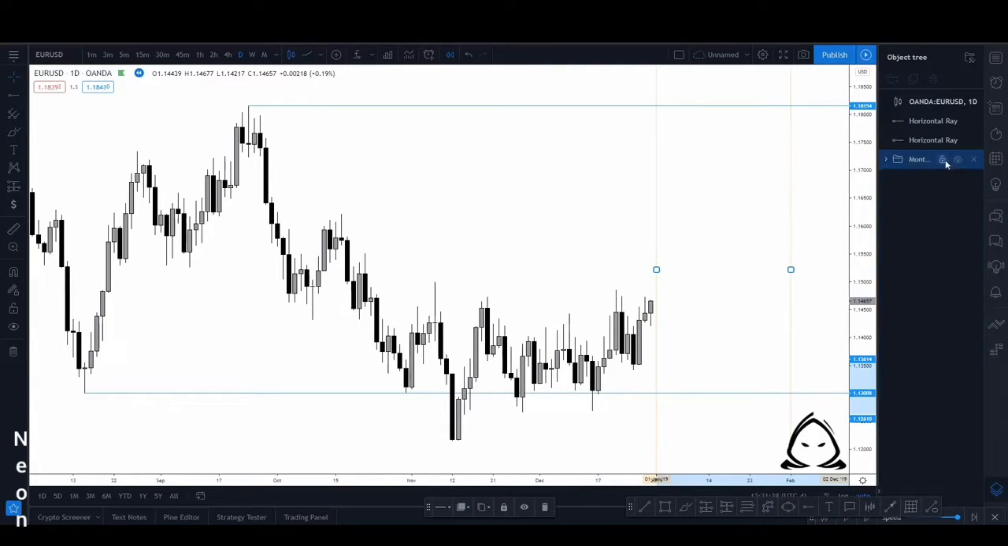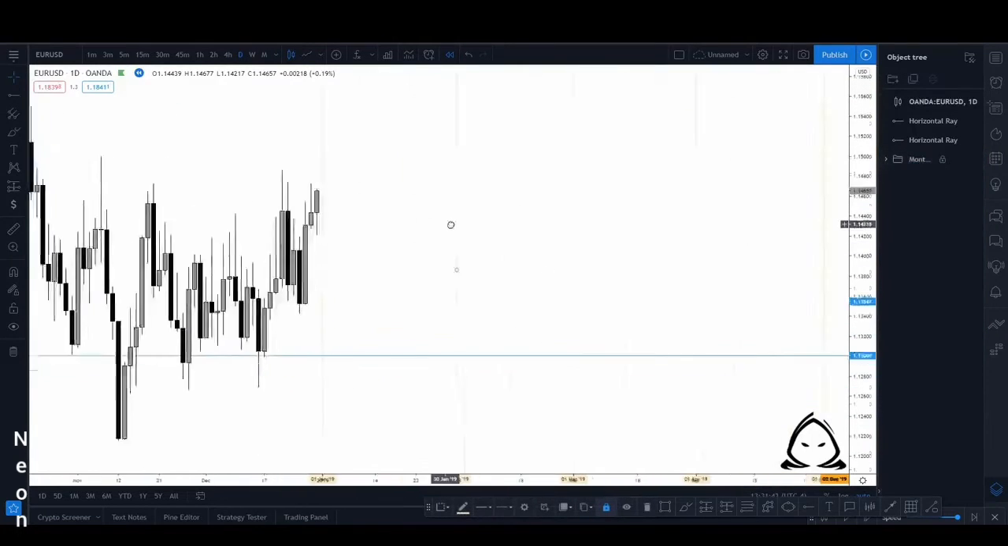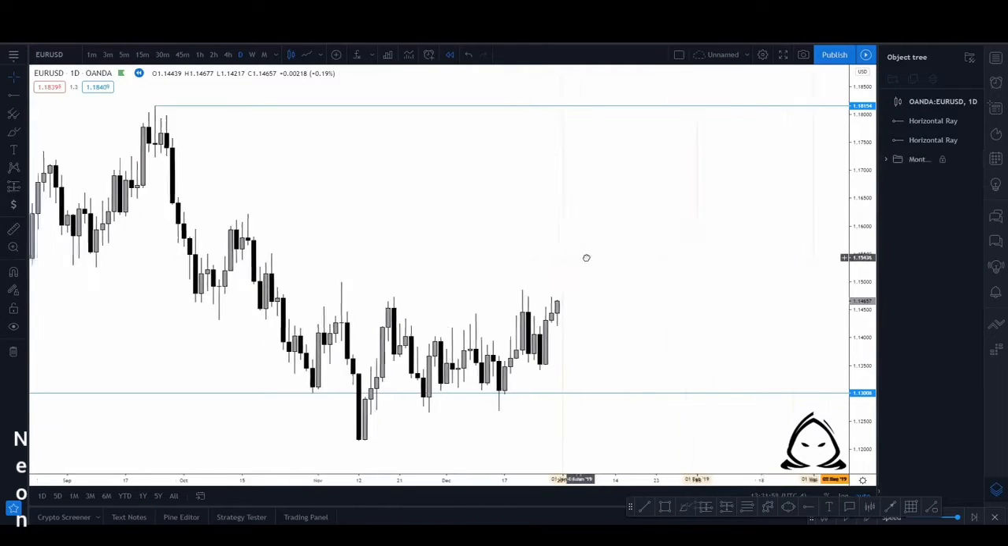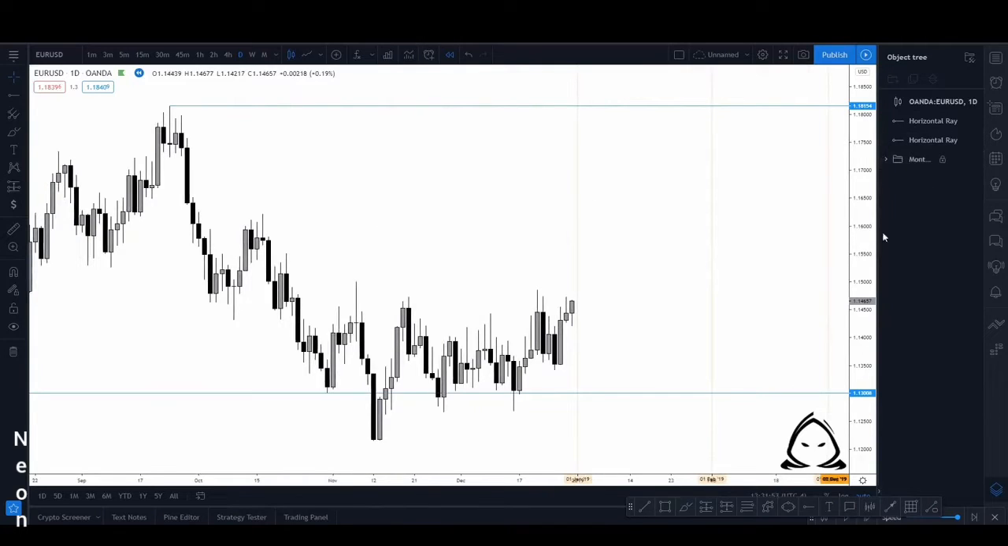And the cool thing about this is I can actually hit the lock button, and now every single one of these lines is locked, so they won't be movable unless I click the unlock button, which will unlock all of them in one go. I can also hide them all with one click, so it's a really great way to be able to manage objects and keep your charts and object list super clean.